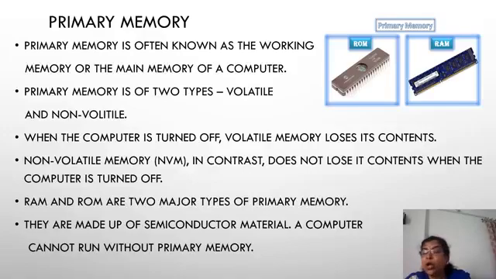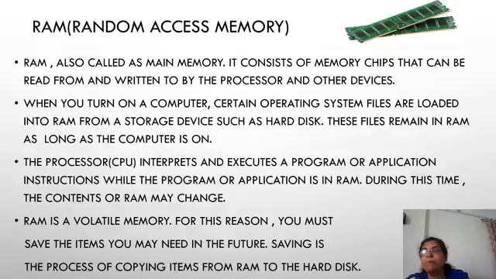A computer cannot run without primary memory. It should have primary memory. Then only it will work properly. Otherwise, it is not a useful machine. RAM, random access memory. RAM is also called the main memory.